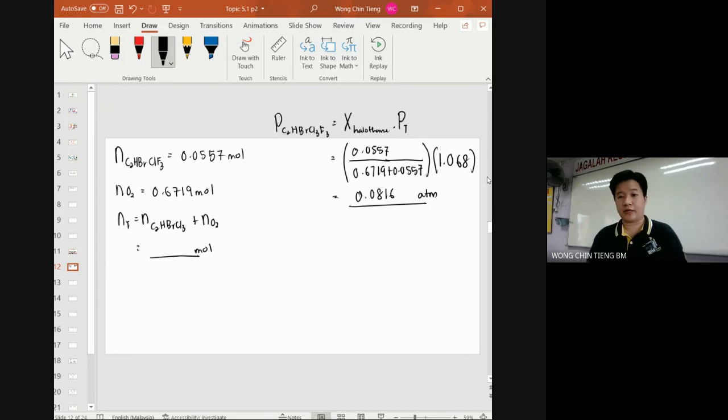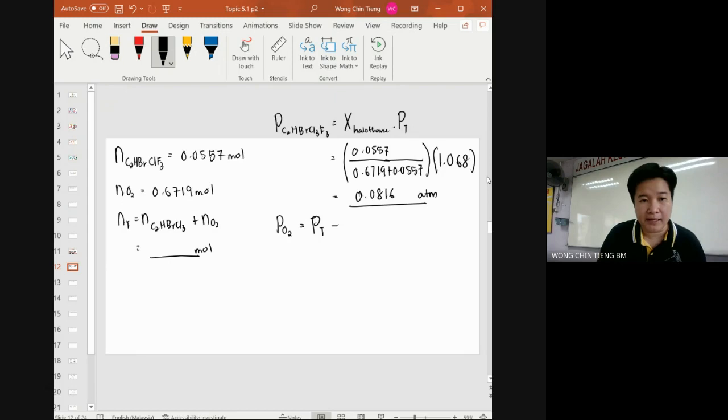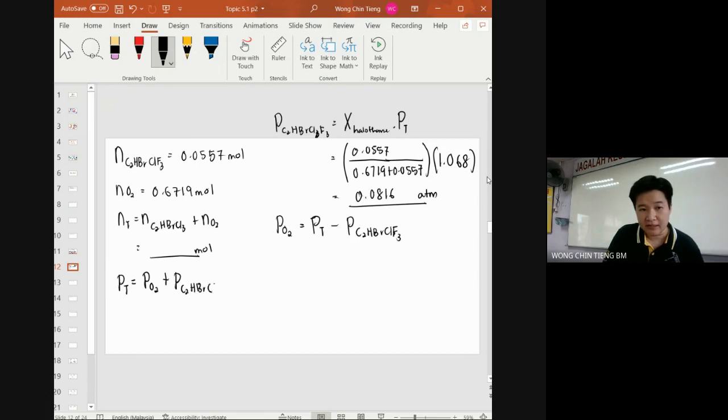Right? Okay. To calculate the other partial pressure, of oxygen, we can use the total pressure, P total, minus the partial pressure of this one. Because now I only have two things. When we only have two things, the P total will equal the partial pressure of the oxygen gas plus the partial pressure of your haloalkane. Okay? See? So there is no need to use the same formula again.